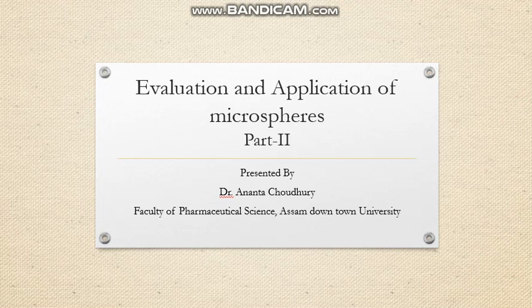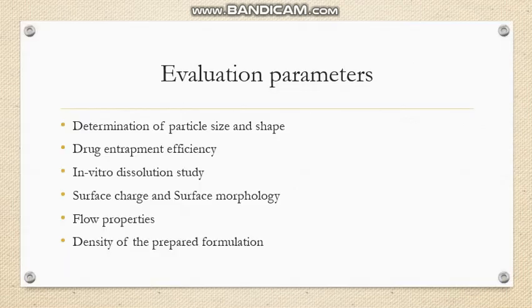Now in this part we are going to discuss, one by one, different parameters which can be utilized for evaluation of microspheres. First of all, determination of particle size and shape. Initially, for microparticles and multiparticulates, we have to find out the particle size and shape. To determine this, we may use different instrumentation techniques like SEM, TEM and others.